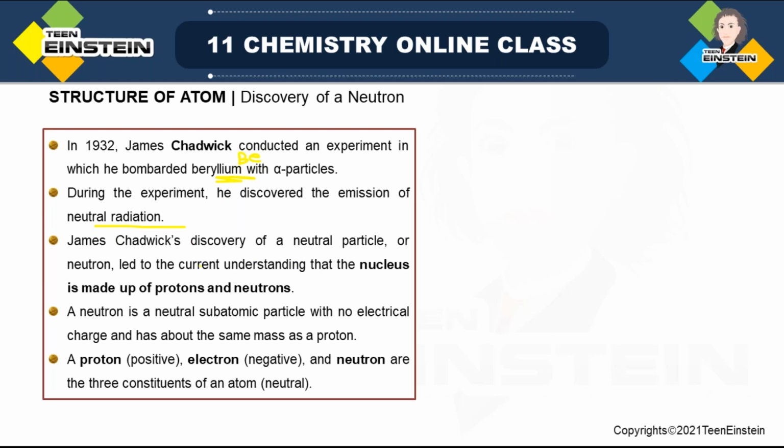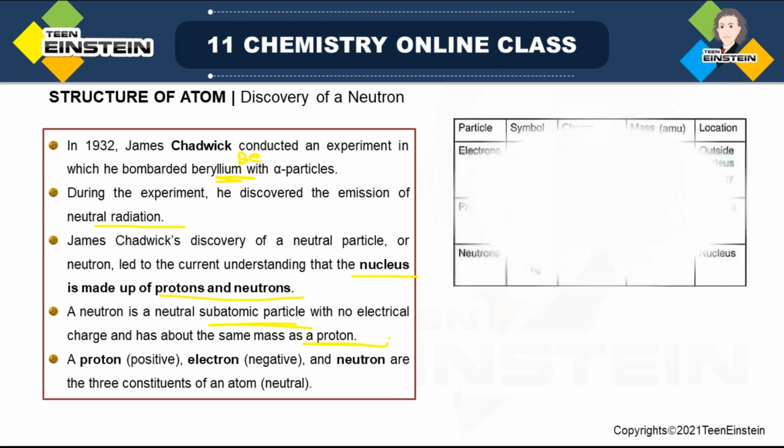Chadwick's discovery of the neutral particle, or neutron, led to the current understanding that the nucleus is made up of protons and neutrons. There is some further development in the concept of the nucleus. The neutron is a neutral subatomic particle. Electrons and protons are also subatomic particles, but they are not neutral. The neutron has no electric charge, and its mass is the same as that of the proton. So in a nutshell, there are three important subatomic particles: proton, positive; electron, negative; and neutron, which is neutral. They are the three important constituents of an atom.